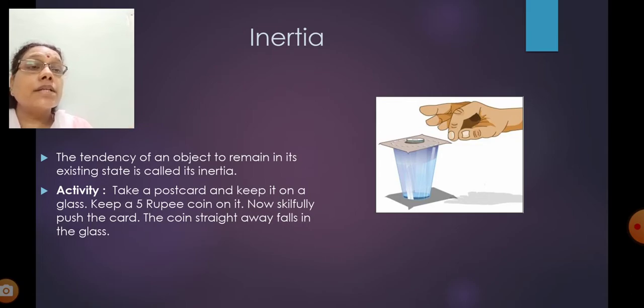Because of the inertia, the coin wants to stay on top of the cardboard. Because of the inertia, it wants to stay there. That's why it is not falling along with the cardboard. It falls down inside the glass only.